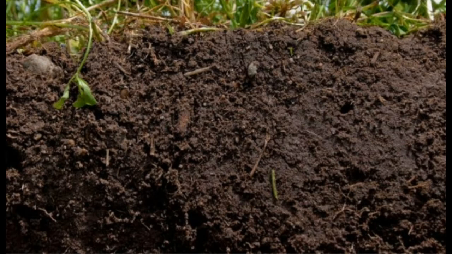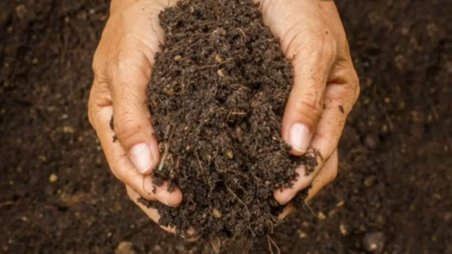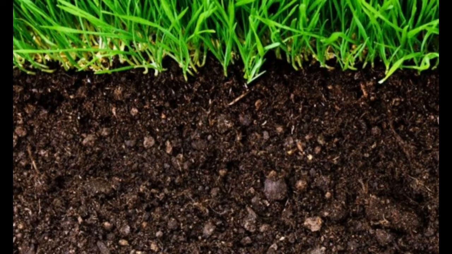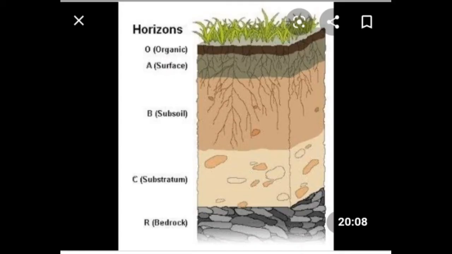Now, another topic is soil. Soil is the loose material on the surface of the earth. It consists of mineral particles formed by the weathering of rocks, decayed organic matter, and living organisms. Soil is an important natural resource that human beings use to grow crops. Soil also nurtures forests.